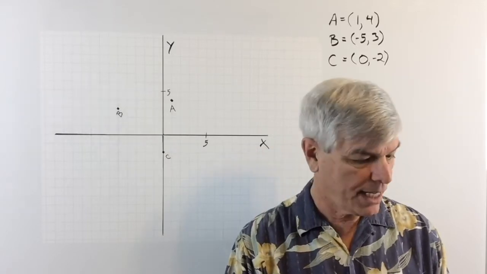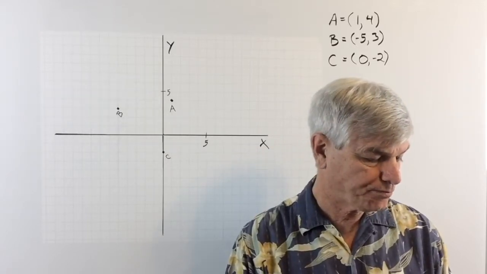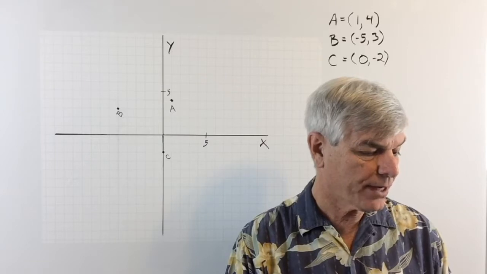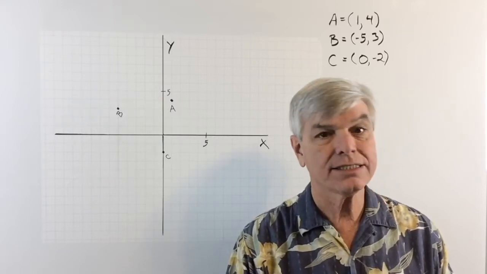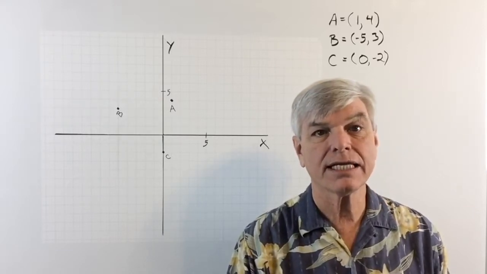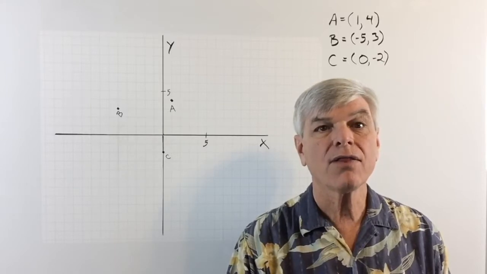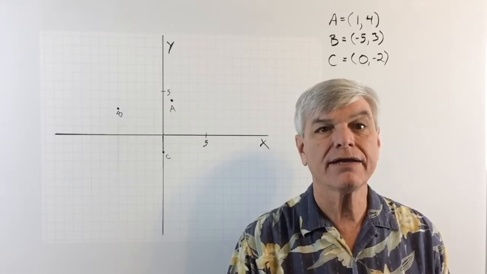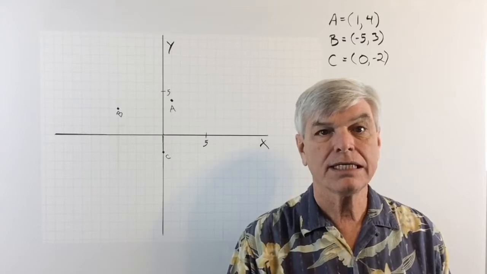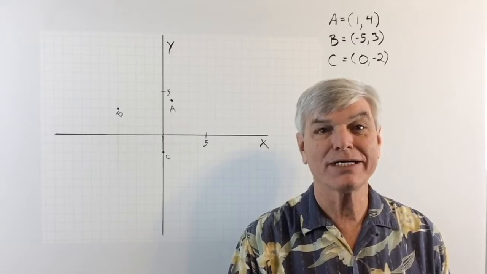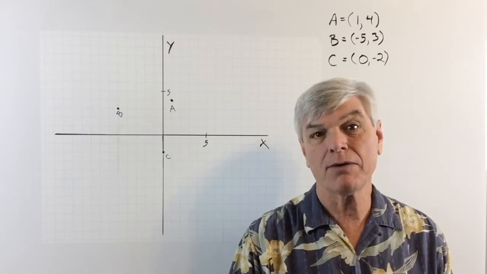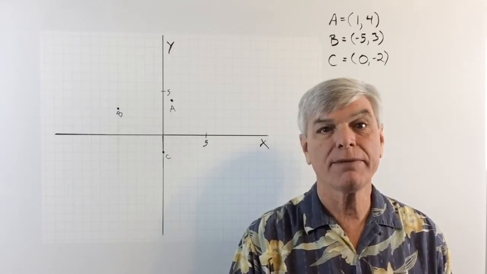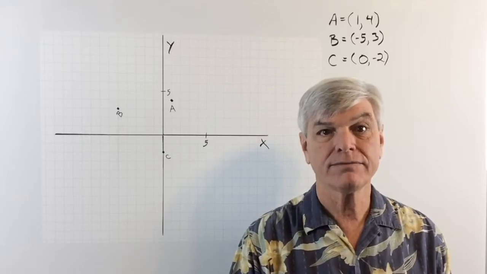So the value of b, like we stated, was -5, 3. That's x is -5, y is 3. And c is 0, -2. That is to say that the x value is 0 and the y value was -2. Please do not move on until you fully understand what I'm talking about here, because this is the foundation of what we're going to be doing as we go ahead with graphs.